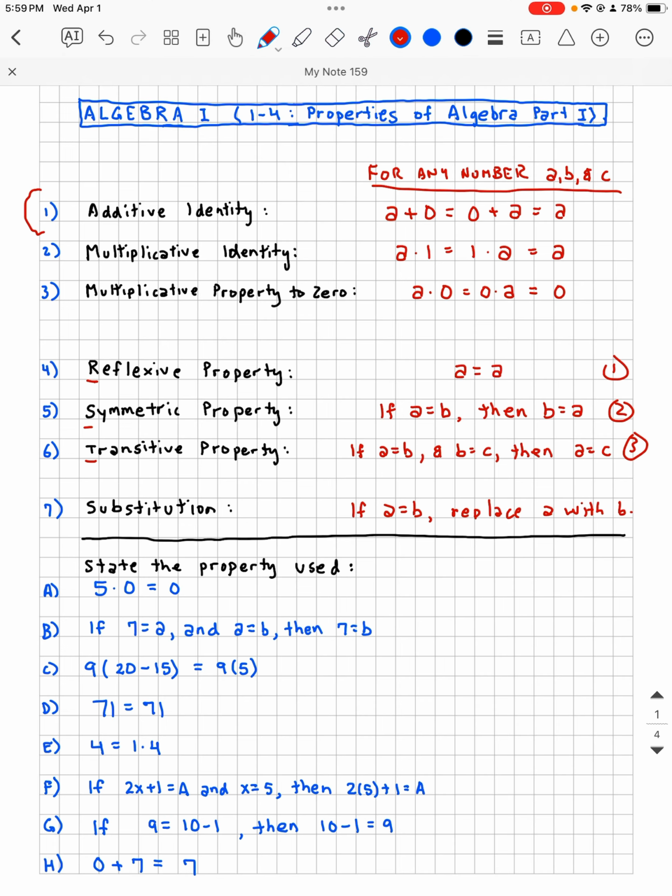Okay, so let's go ahead and look at some of these examples right here underneath A through H. I tried my best to make it so that there's one of each, and there's going to be one that's a repeat.